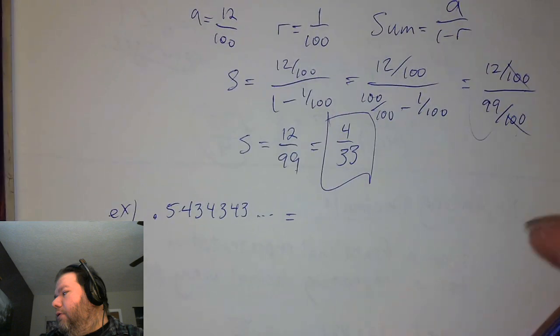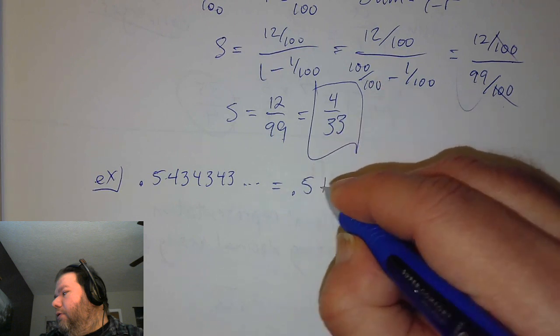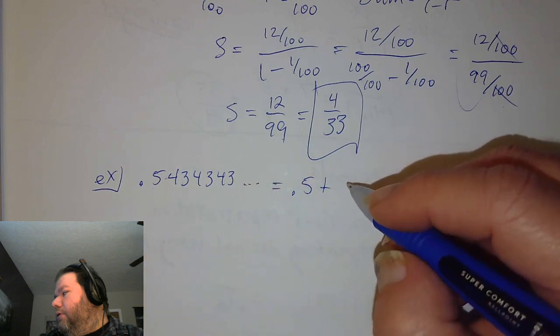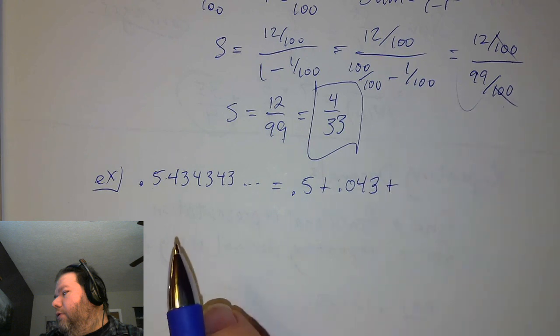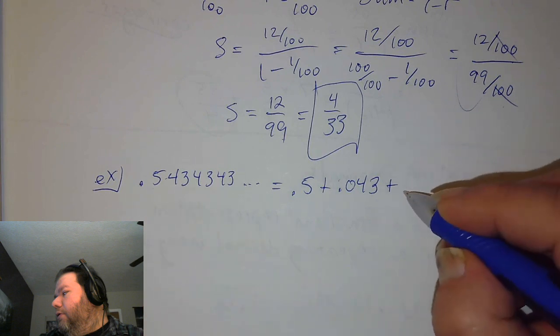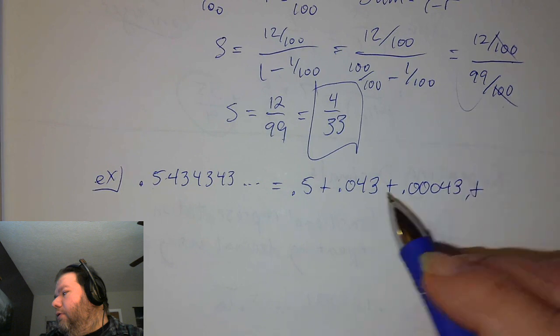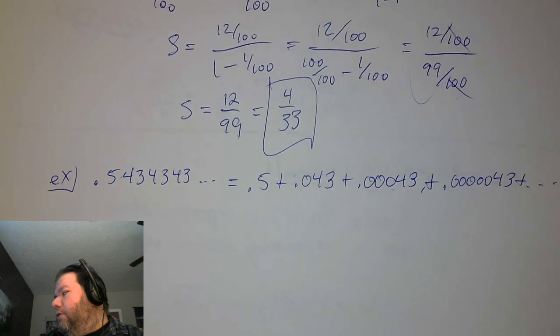So, we're going to take our 0.5, and we're just going to separate these terms the same way, but we'll also separate the 0.5 since it's not connected to the pattern. And we'll have 0.043, 0.00043 for the next one, plus there's 1, that was 3, so now we'll have 5 zeros, and then 43. Okay, and it just continues from there.